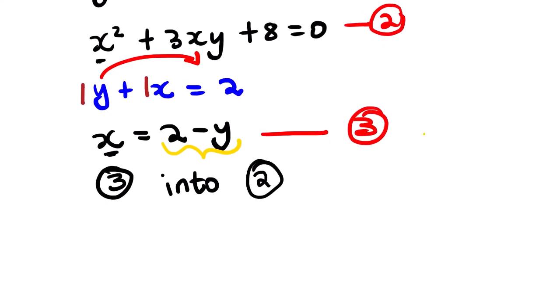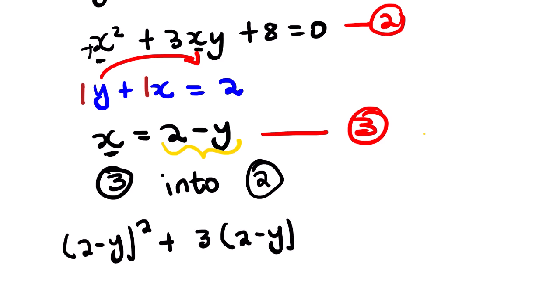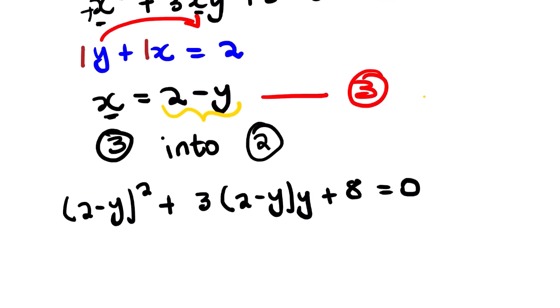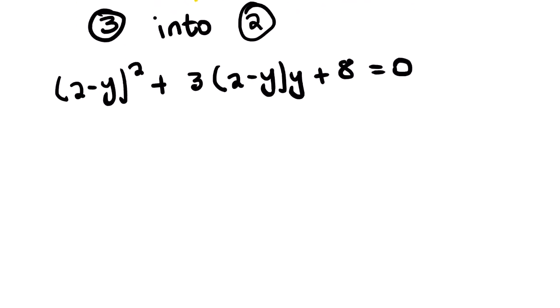Then from here, you can see this is our x, so it's 2 minus y. Then x was raised to the power 2. Plus, we can see another x is actually here. So you have 3 times (2 minus y), plus y, plus 8 is equal to 0. Then from here, we just need to solve.